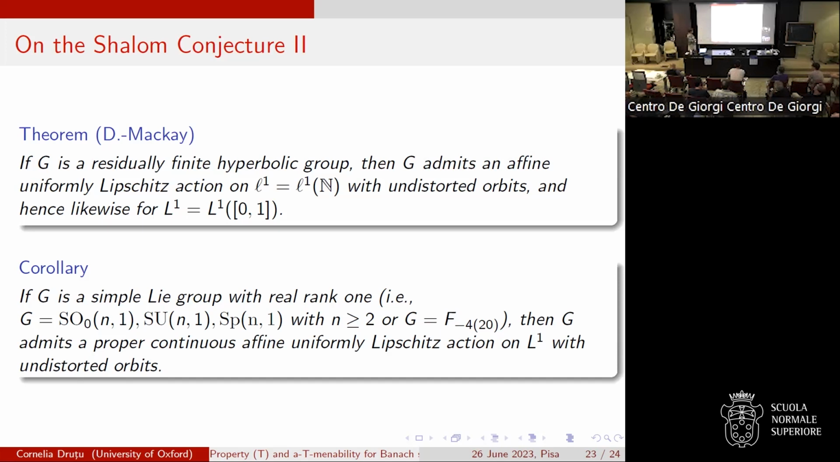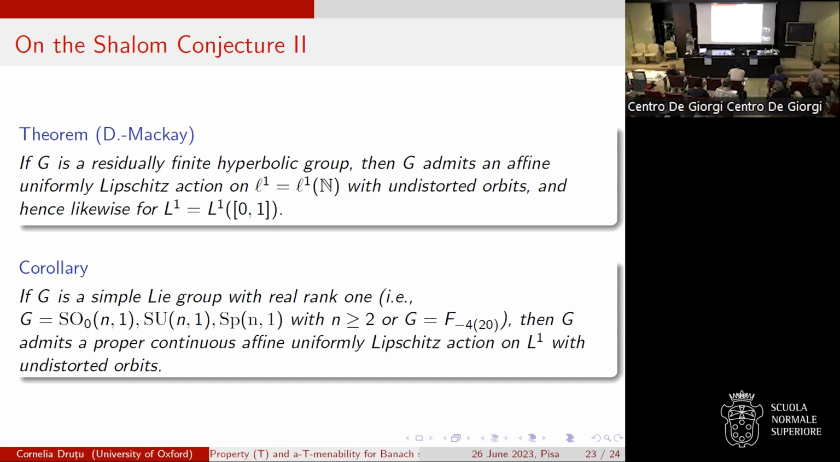So as I said, because all the lattices are in here, we managed to prove the same for simple Lie groups of real rank 1. So for all these groups, we can find an action, again the same kind of action, affine uniformly Lipschitz on an L1, proper continuous and with orbits undistorted. So again, all these groups are going to embed nicely into an L1 space.